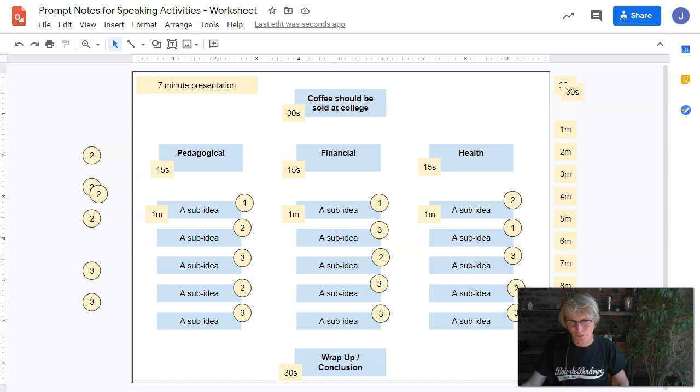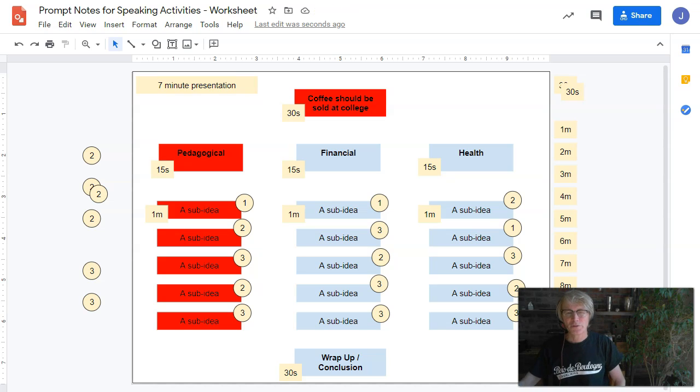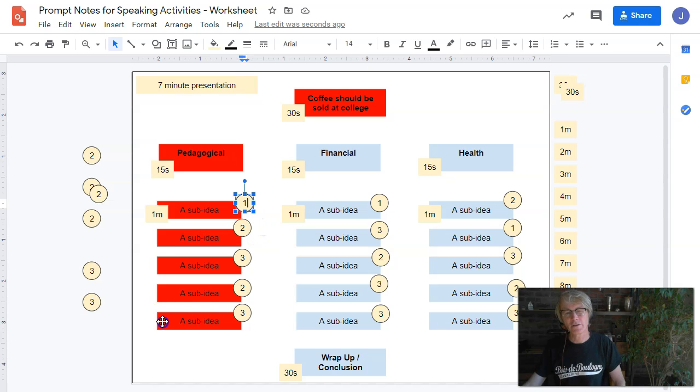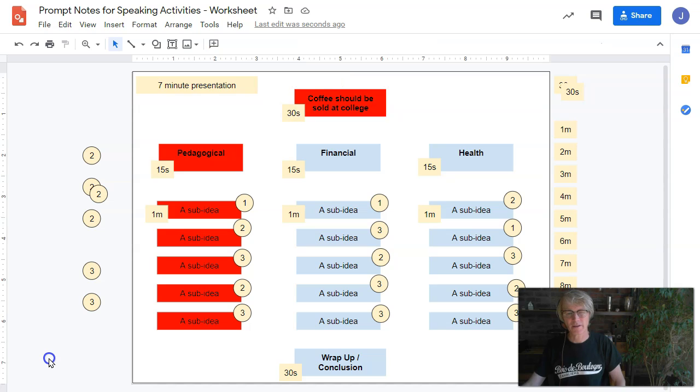Let me show you what they do. Here's what most people do: they start with their introduction, they get to their main idea here, and then they begin to discuss that main idea by presenting a number of sub-ideas. And time is going by. And then all of a sudden, before they know it, they've reached their 7 minutes. And guess what? They've presented only one good idea that defends this topic up here, when in fact they had several good ideas that defended it.